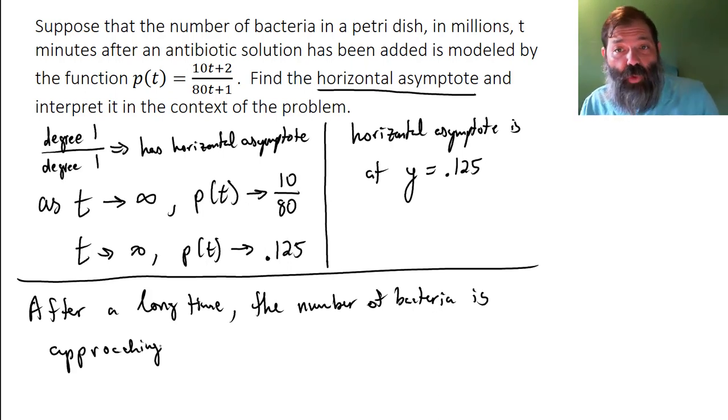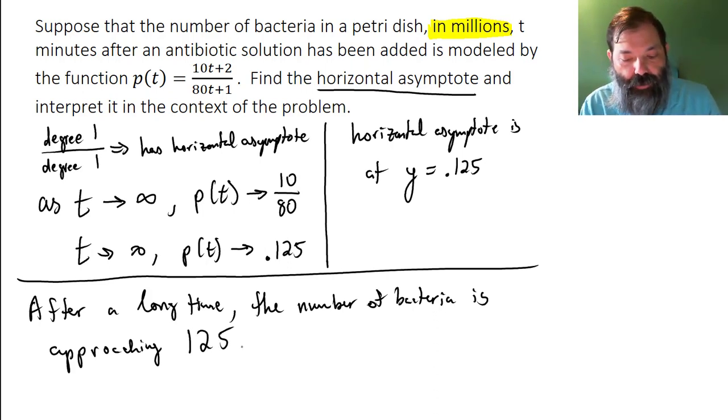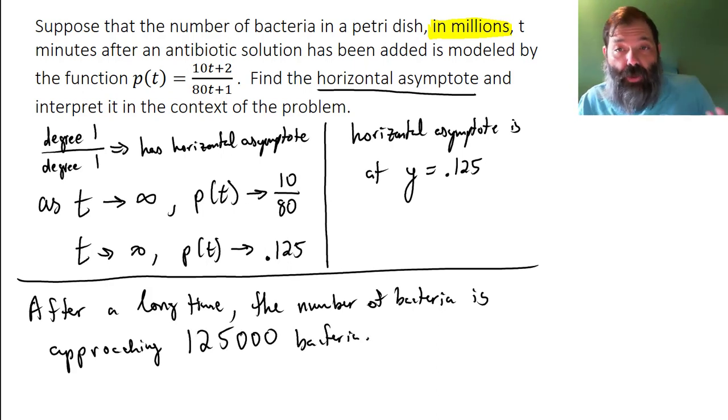0.125. Can't have 0.125 bacteria. That doesn't make much sense. Okay, but remember that we were told that the number is in millions. The number of bacteria is approaching 0.125 million, which is 125,000 bacteria. So there's an interpretation of the horizontal asymptote for that function.